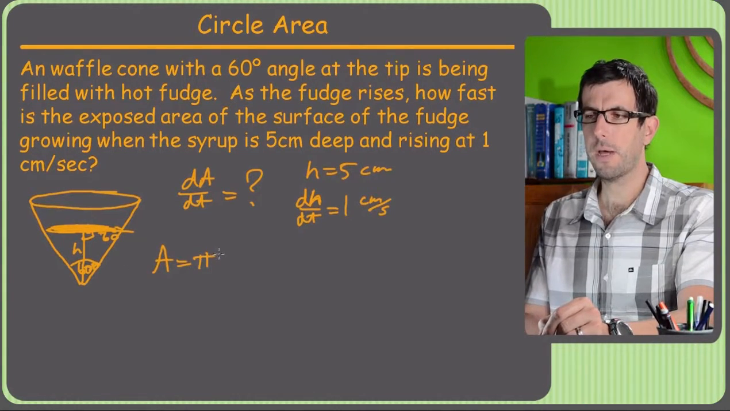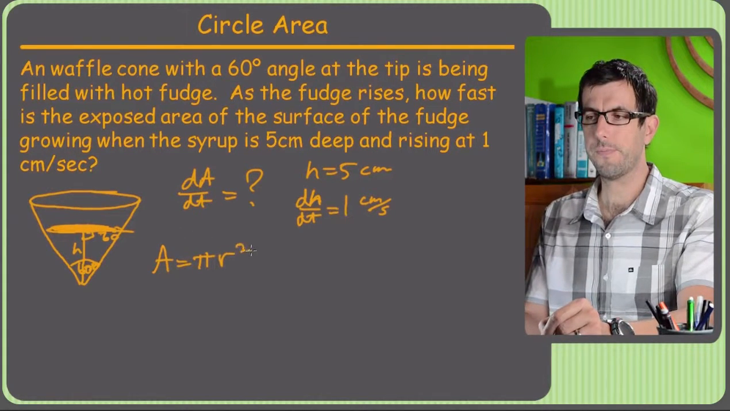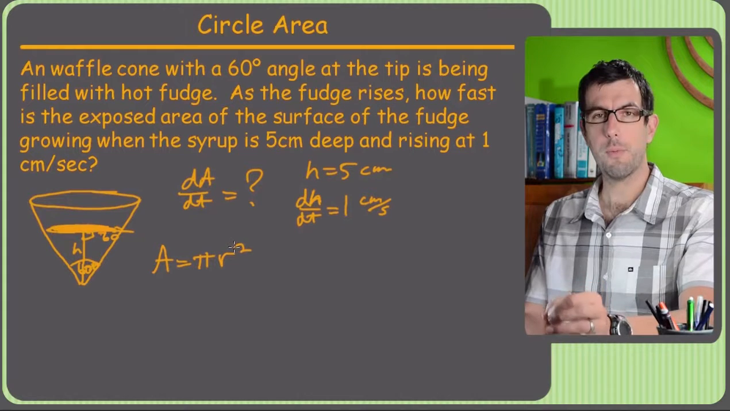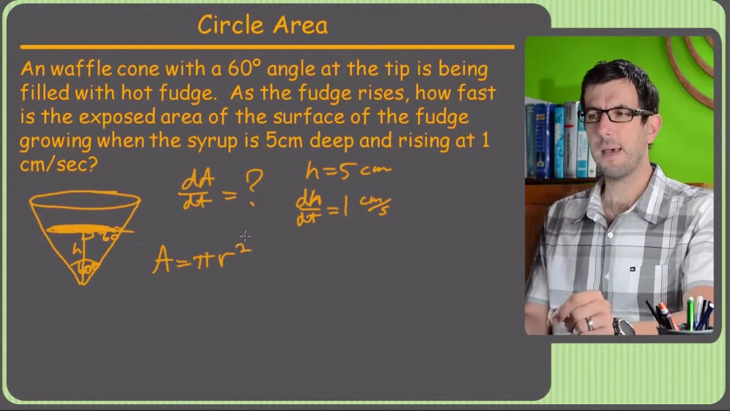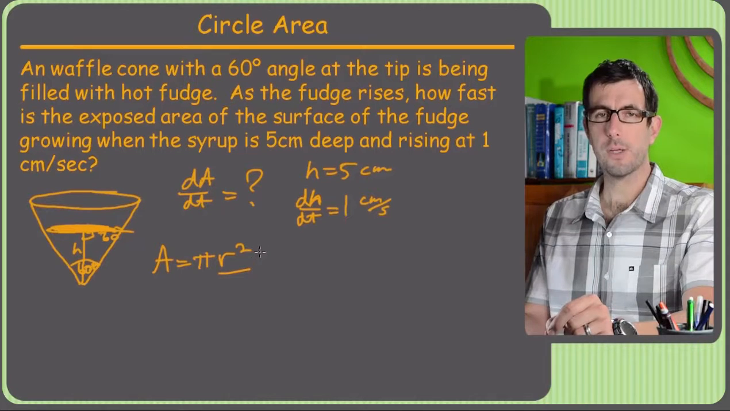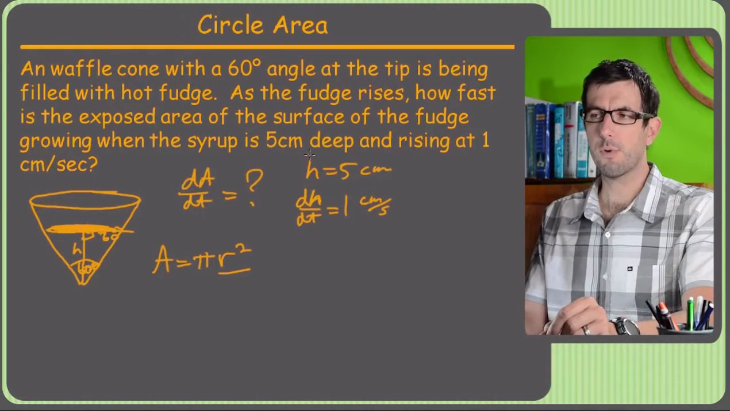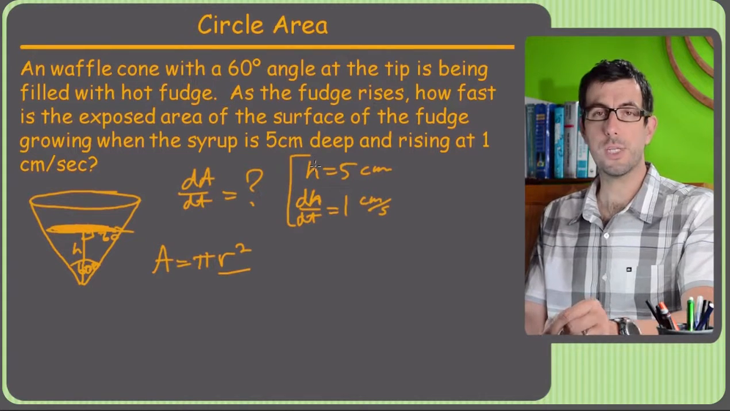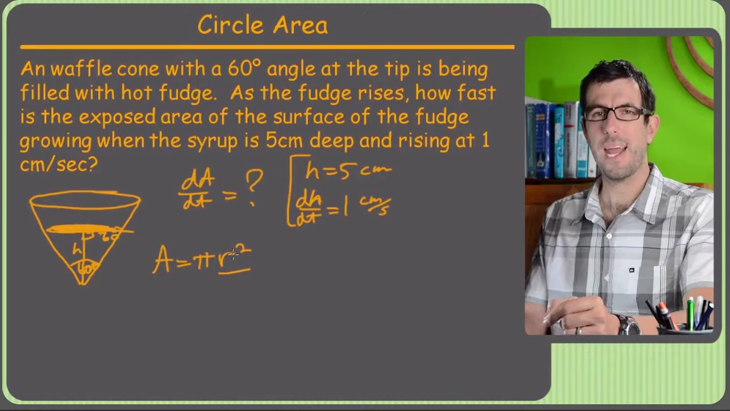So the surface of this puddle of fudge is pi r squared. Normally I would just blaze right into taking a derivative of this thing, except there's a little situation going on here, which is I have r's in this. If I take the derivative of this pi r squared, I'm going to get an r and a dr dt. But the givens were both h's. I had an h and a dh dt. So don't I wish that instead of r's in this formula, I had h's?